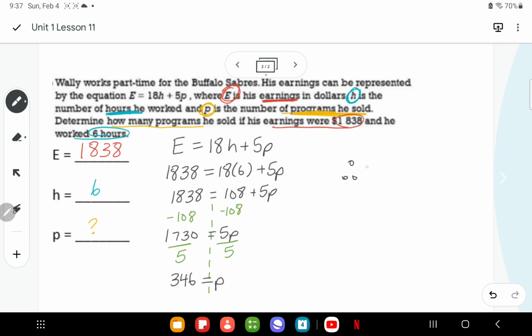Writing my therefore statement, he sold 346 programs. So he earned a lot of money that night because I guess he's a very good salesperson. Okay, so those are 2 more examples of word problems. That wraps it up for this unit.